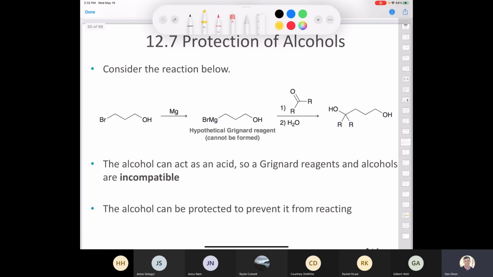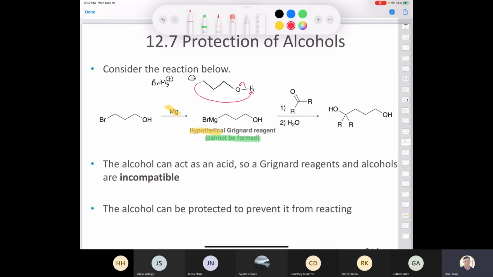If you tried to take this compound and treat it with magnesium to make the Grignard reagent, it says right here, hypothetical Grignard reagent. Why is it hypothetical? Hypothetical because you can't make it. This cannot exist. Why can that not exist? Because you could draw it like this, 1, 2, 3, 4, like this. You could draw it like this carbanion, and then you have your BrMg plus over here. Well, that carbanion is going to rip off this proton, right? And then you're just going to destroy the Grignard reagent. It's not going to happen.